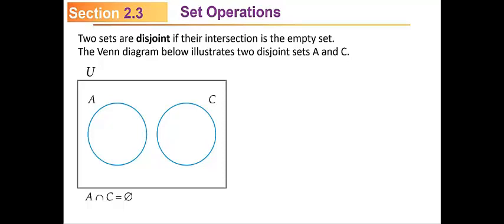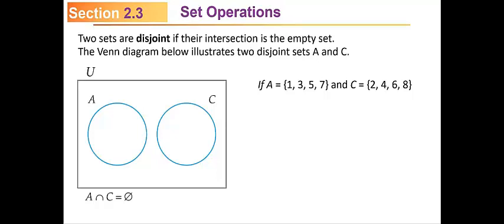Two sets are disjoint if their intersection is the empty set. In other words, if there is no overlap, then there's nothing in common between the two sets, so the intersection is empty. And two sets are said to be disjoint if their intersection is the empty set. Looking at it on the Venn diagram, there is no overlap. And symbolically, you can say A intersect C is the empty set if the sets are disjoint.